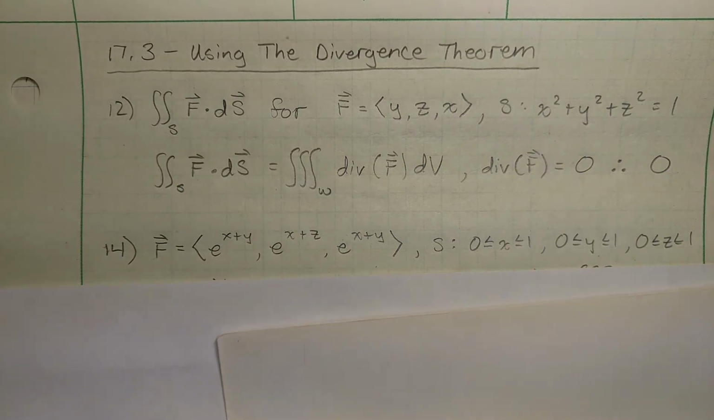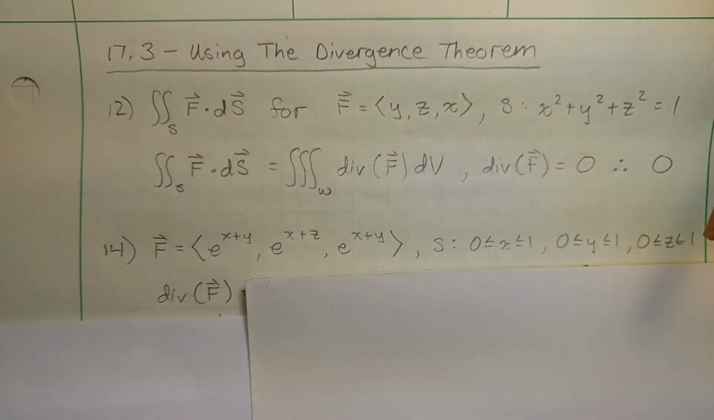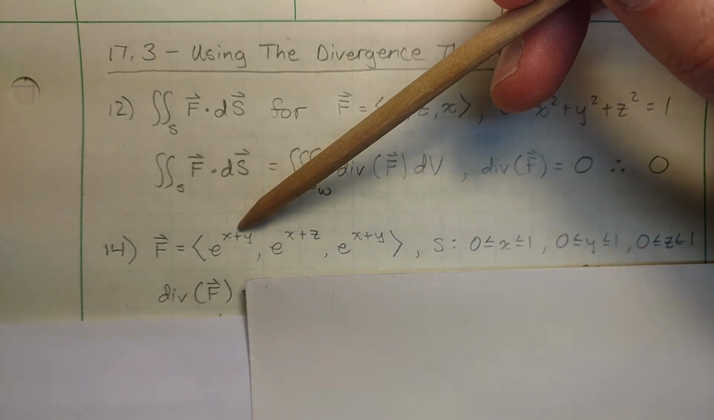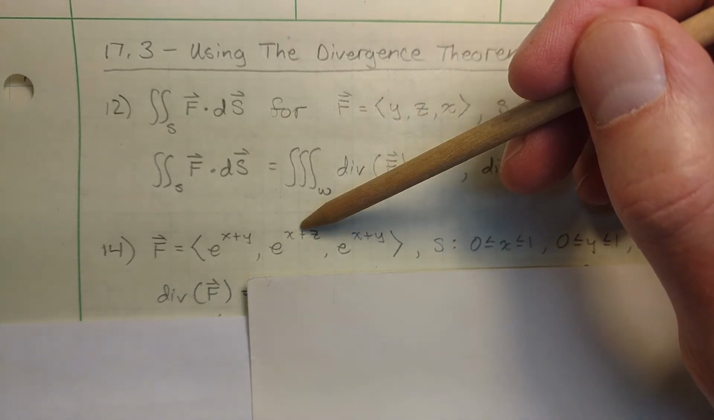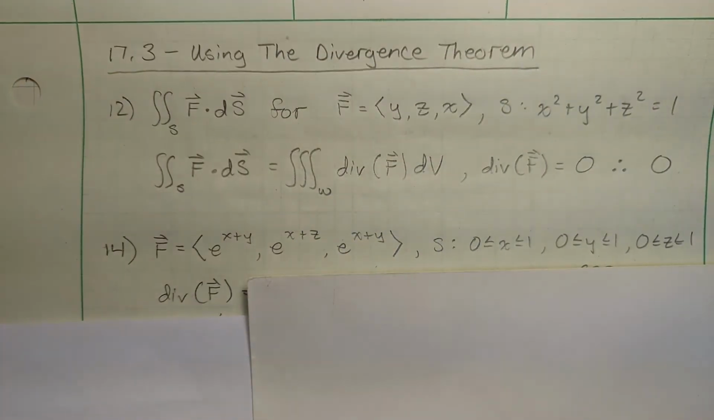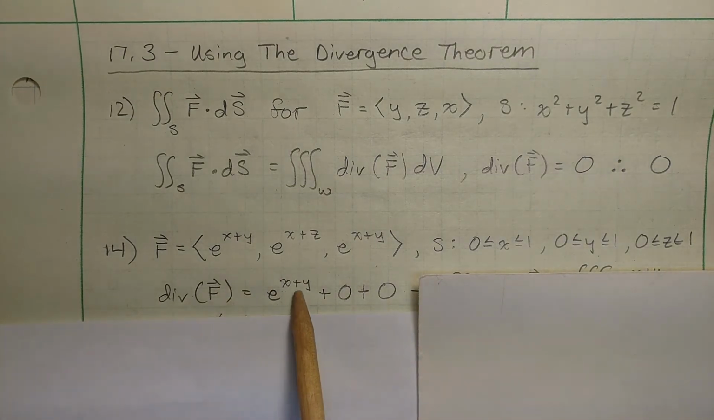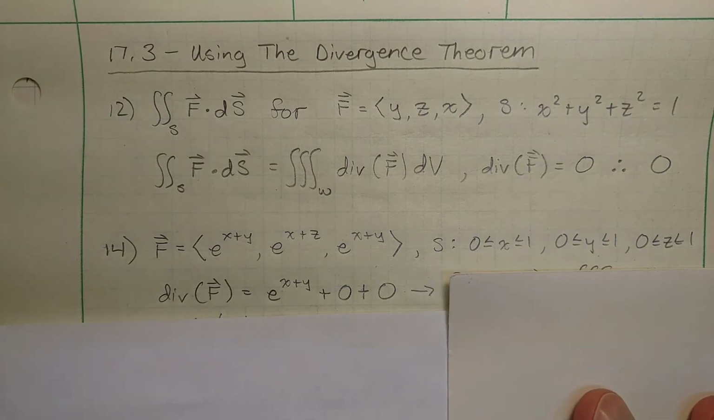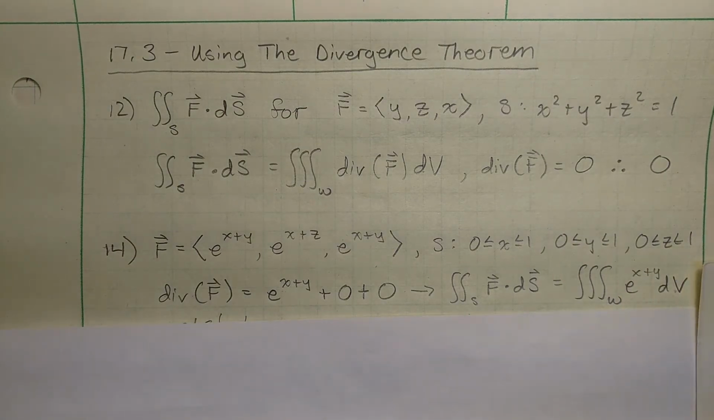So in order to use the divergence theorem, we have to find the divergence of F. Taking the derivative of this with respect to x, we just get e to the x, plus the derivative of this with respect to y, which is 0, and the derivative with respect to z, 0. So we get e to the x. I said e to the x plus y, sorry, that's e to the x plus y. And then our double integral becomes equal to the triple integral of this e to the x plus y over dV.